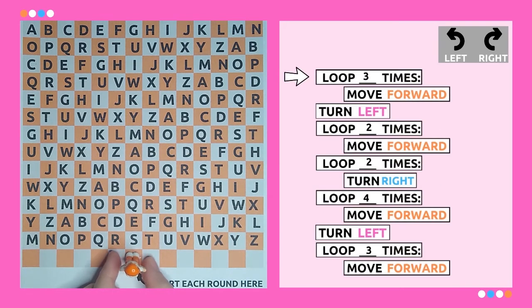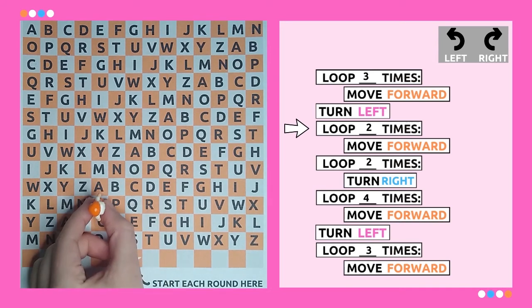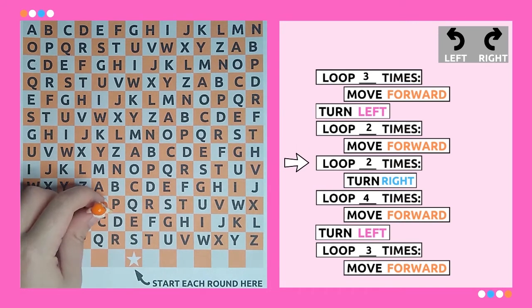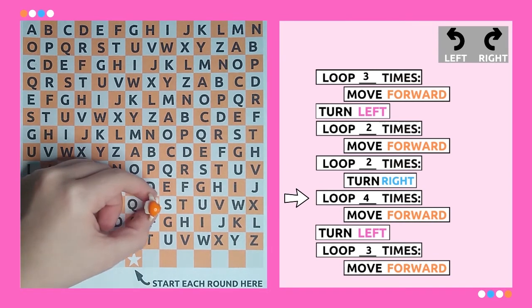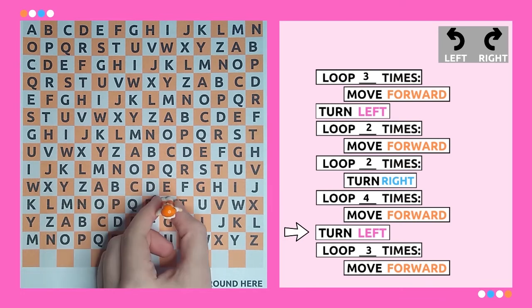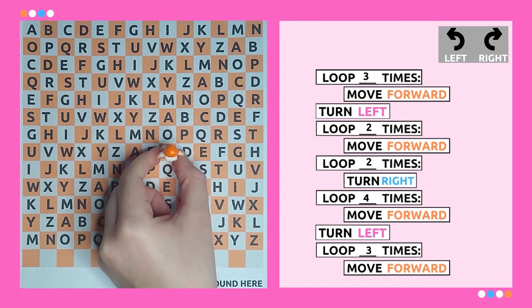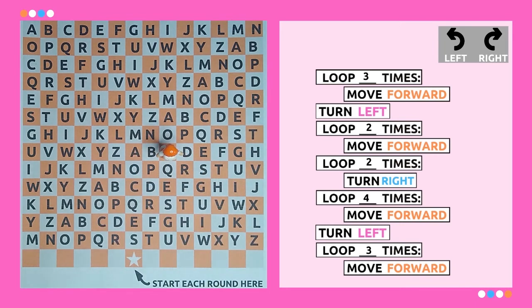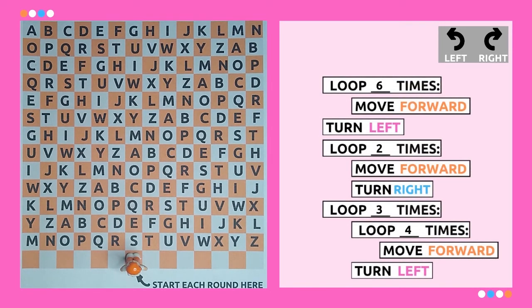So I'm going to move forward 3 times, turn left, move forward twice, turn right twice, move forward 4 times, turn left, and move forward 3 times. And look, I still end up at the same place on top of the letter C, which means that we wrote our loops correctly. Let's follow another algorithm with loops.